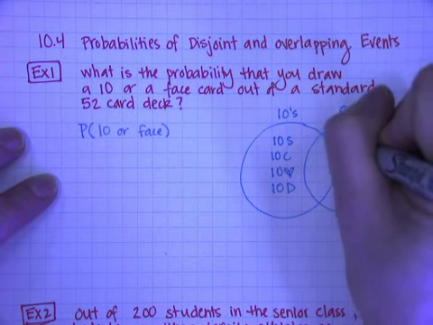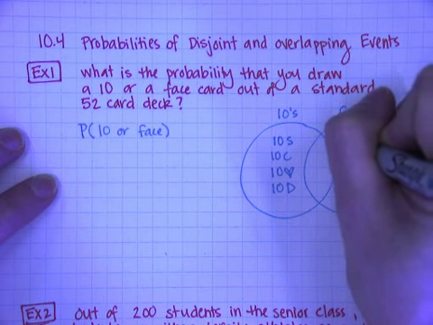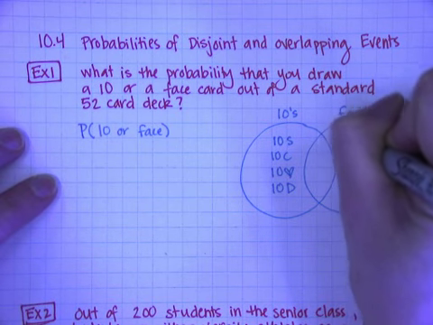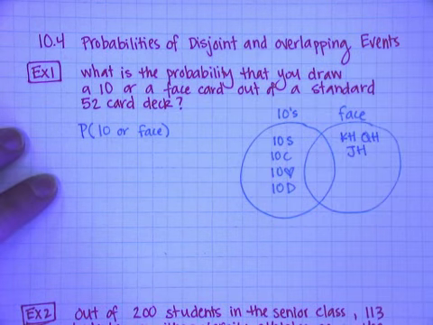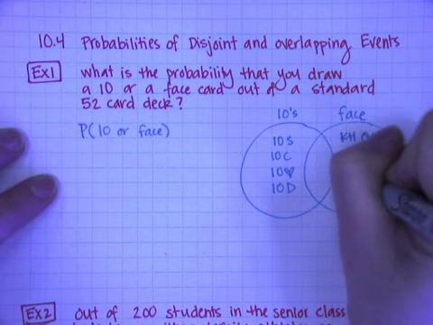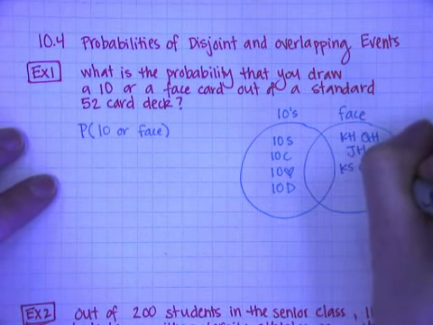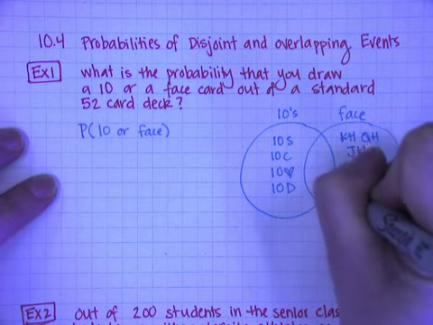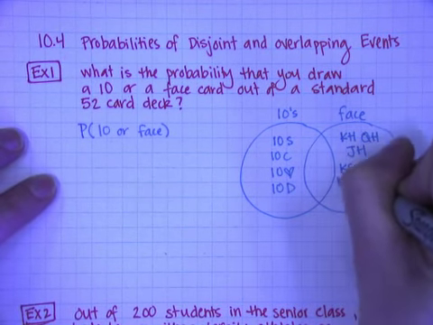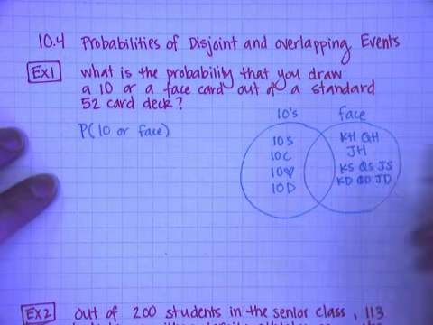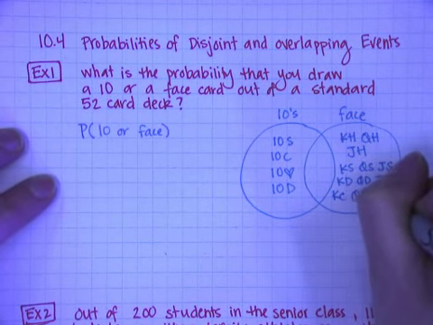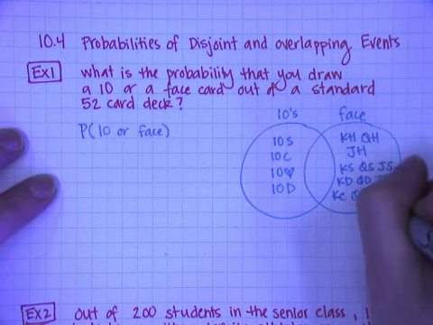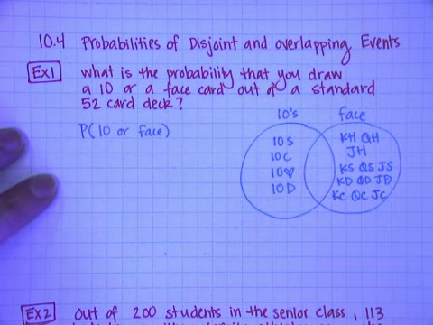And let's see, face cards, I have King of Hearts, the Queen of Hearts, Jack of Hearts. I also have King of Spades, Queen of Spades, Jack of Spades. And then the diamonds, King of Diamonds, Queen of Diamonds, Jack of Diamonds. And the clubs, King of Clubs, Queen of Clubs, Jack of Clubs.